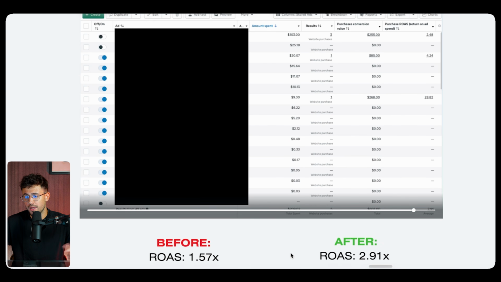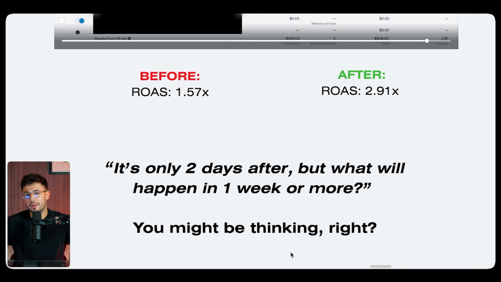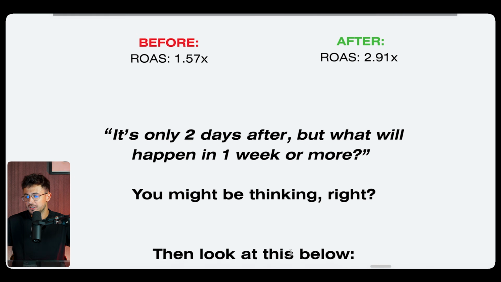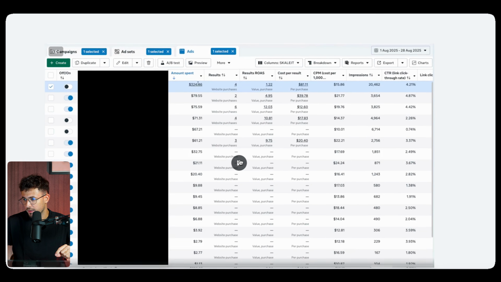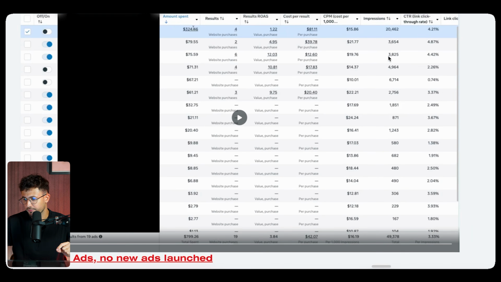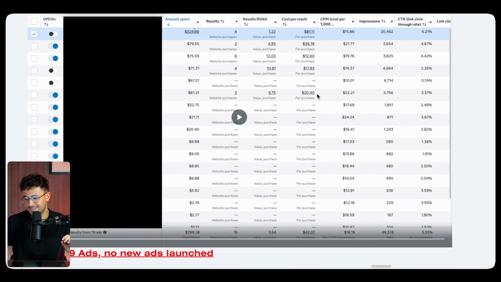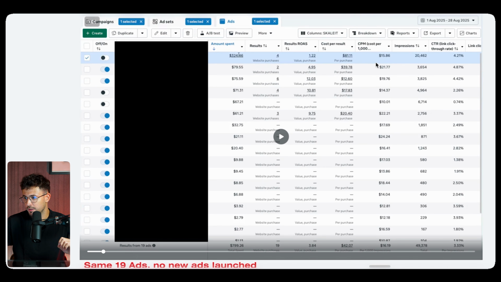Now, what you're probably thinking is, but it's only 2 days after. What happened after 1 week of making this change, of turning off this ad, or even more than 1 week? You're probably thinking, right? So look at this below. Now, here, this is 1st of August until 28th of August. And this campaign here, with the same number of ads, as you can see, the number of ads does not change. So during this period, let me zoom out a little bit.